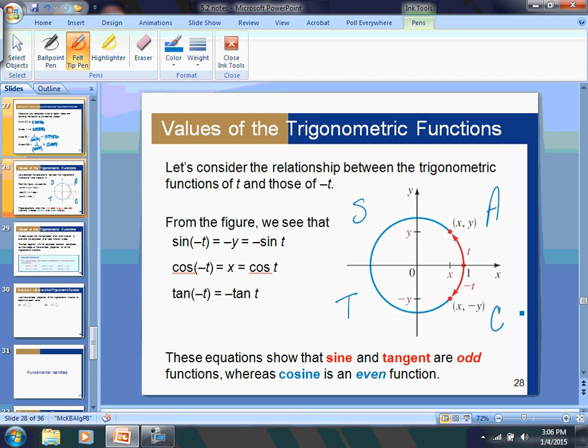Okay, so they're going to refer to these as even and odd functions. Sine and tangent are going to be odd, meaning that they keep their negatives. So when you take sine of a negative, it makes your answer negative, or the tangent of a negative, it makes your answer negative. Cosine is going to be even because when you take the cosine of a negative value, you get a positive value out.